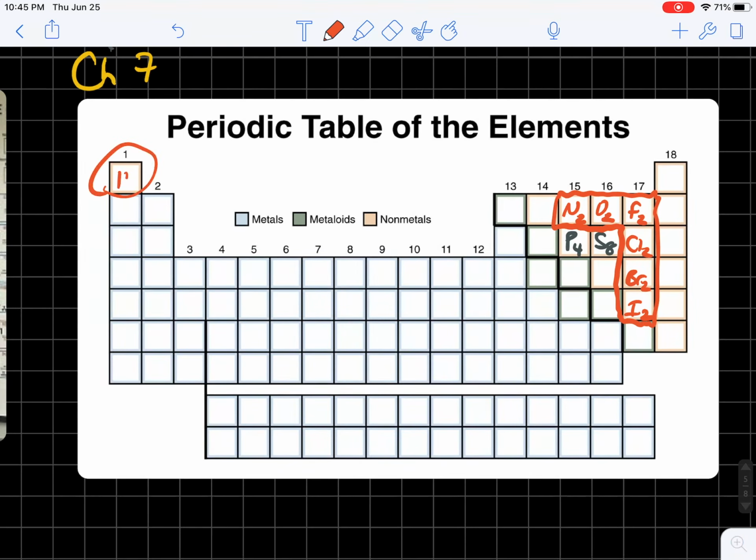Well, on this periodic table, hydrogen is located here. On some periodic tables, hydrogen is located here. I'm going to write H2 in its elemental form, not its atomic form. But on some periodic tables, hydrogen is not connected to anything else on the table because it doesn't behave like anything else on the table. So, you just have to remember hydrogen.